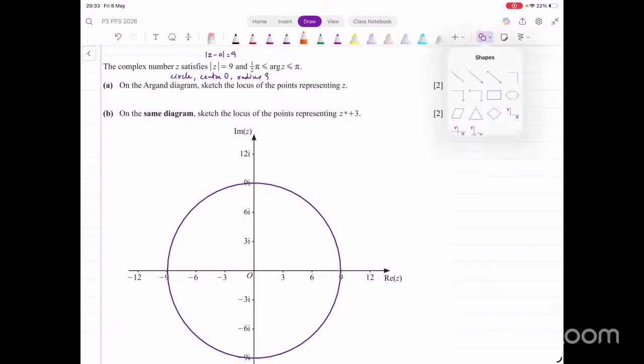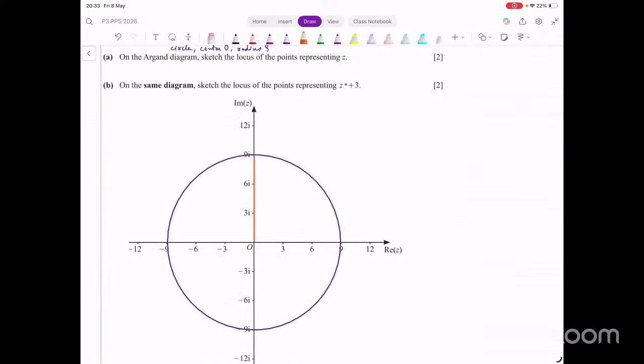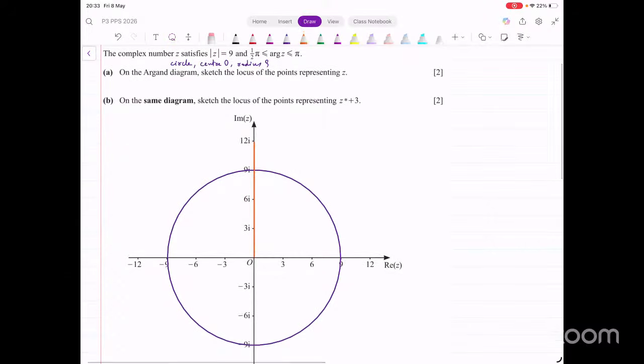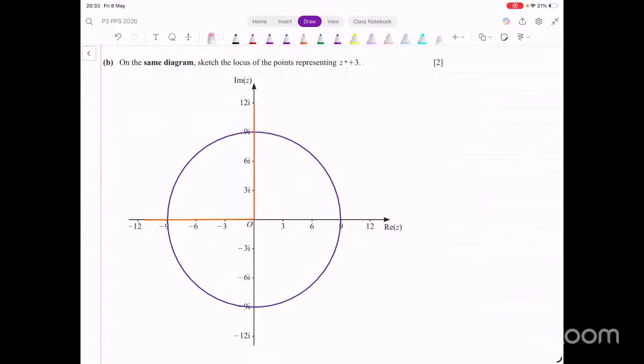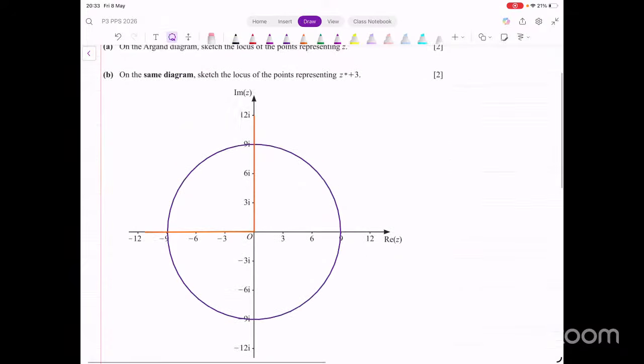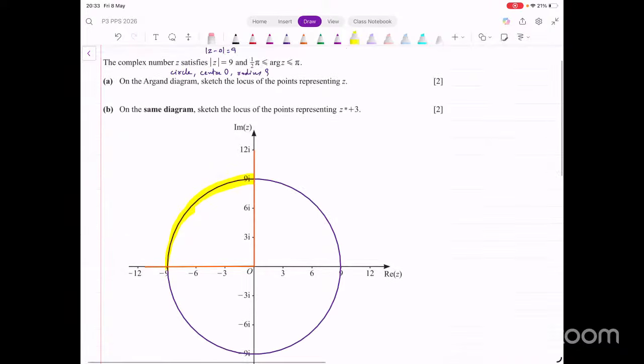Achha. Now they're saying another condition is the argument of z is between pi over 2 and pi. So what we can do for that is we can make a line like this from the origin at 90 degrees, pi over 2 radians. This will be one line, right? And then another line, which is the pi radian line. That line will be like this. Now, you can be anywhere between these two. What that means is this is the region that satisfies both of those conditions.